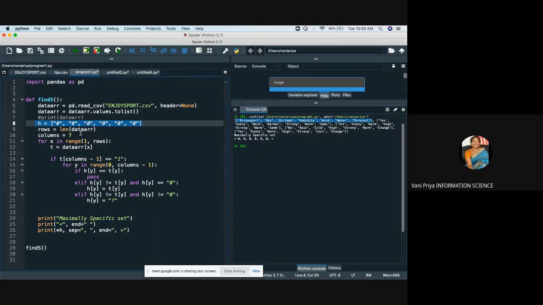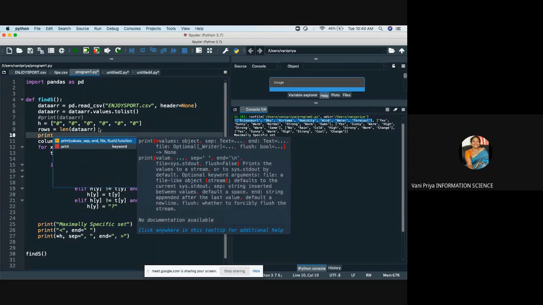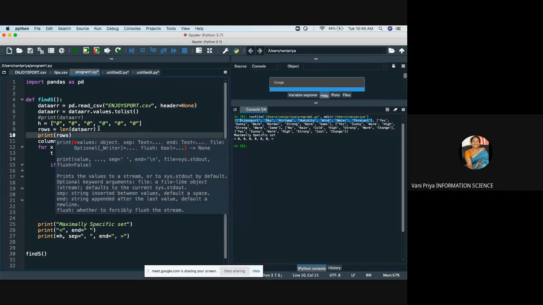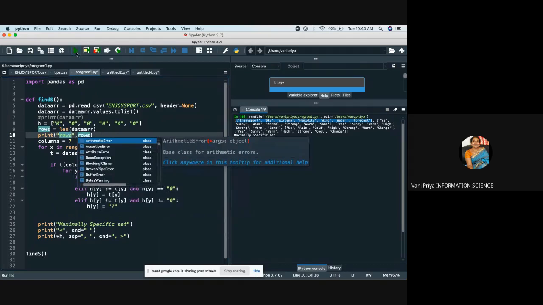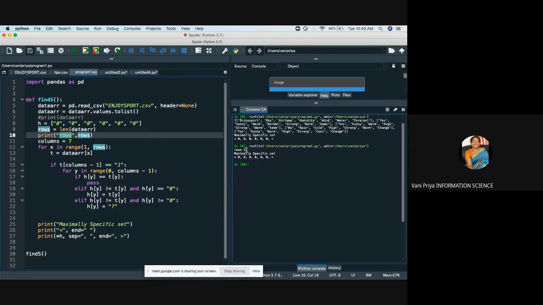Okay, now I just wanted to find out how many rows there are in this. So here you can also check how many rows it is giving us. Okay, and I want to print here what that value is. To know that I'm just writing rows like this. Okay, yeah, number of rows is 5.